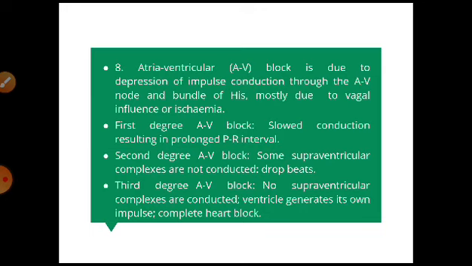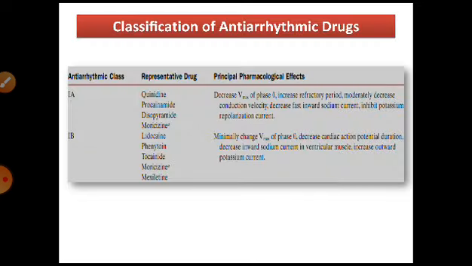This atrioventricular block is due to depression of impulse conduction through the AV node and bundle of His, mostly due to vagal influence or ischemia. Here we have three different conditions: first degree block, second degree AV block, and third degree AV block.